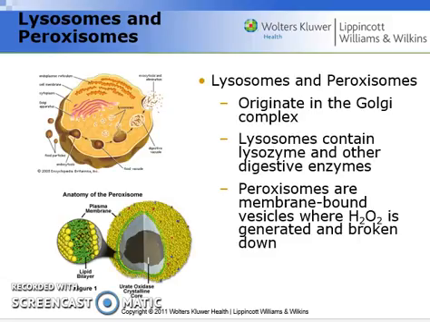The next structures we have are the lysosomes and peroxisomes, and as I said already, these are particular structures that are useful in the degradation of specific components that come into the cell. Lysosomes in particular will degrade waste products generated by the cell, and these particularly originate in the Golgi complex, and they consist of enzymes that are called lysozymes that are used to break down specific waste products.